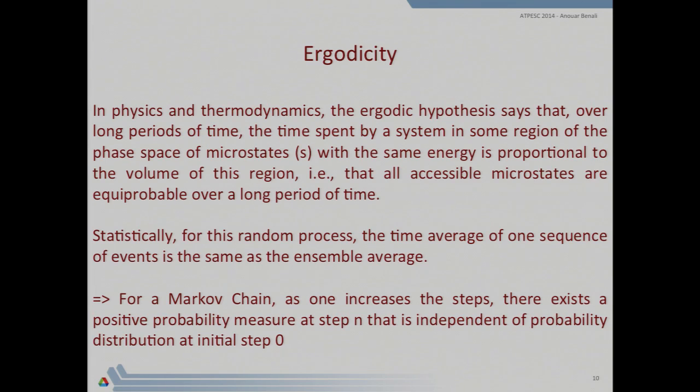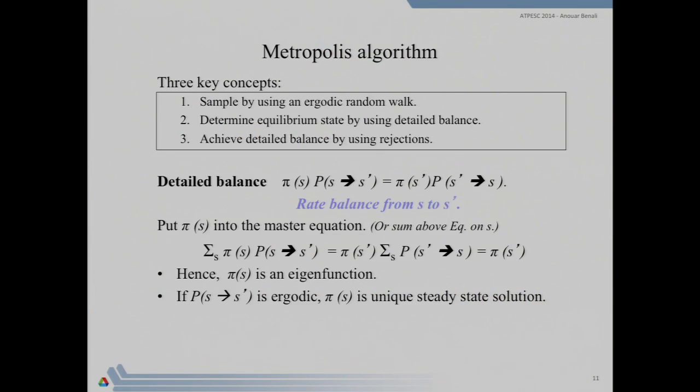Basically, this will lead to what we're going to see here for the detailed balance. The first Metropolis algorithm, Metropolis is the person who first came up with an algorithm to try to reach this concept, is based on 3 concepts. The first one is using the ergodic random walk, in the sense that we're going to be able to screen one region of space long enough to be able to have an average view of the full space. And we need to determine the equilibrium state by using detailed balance.